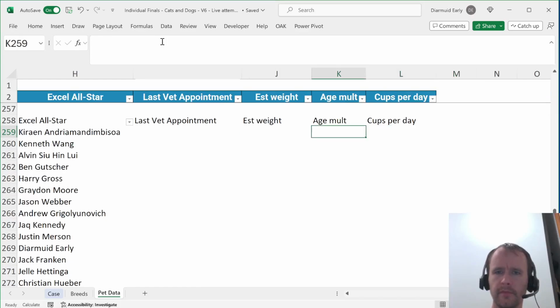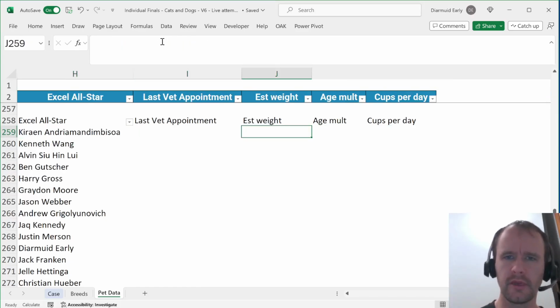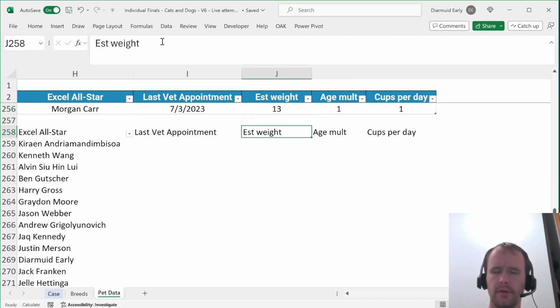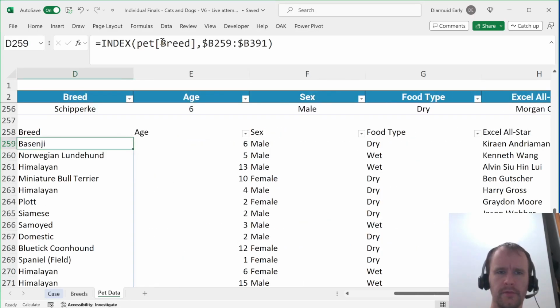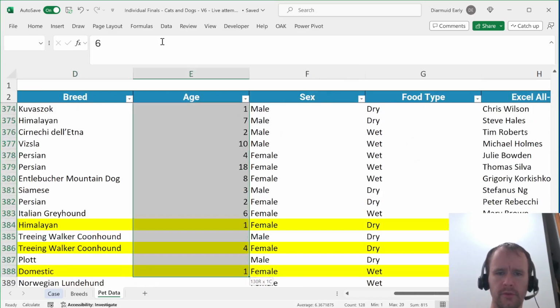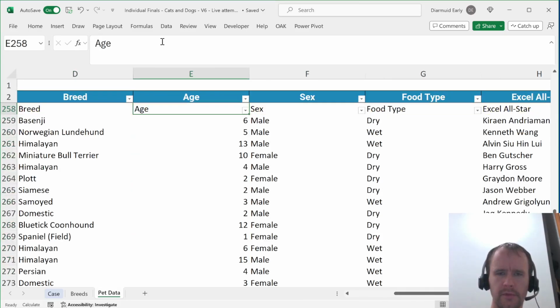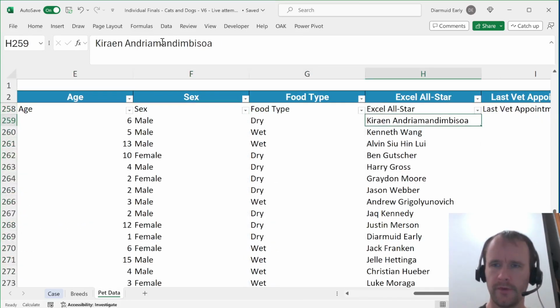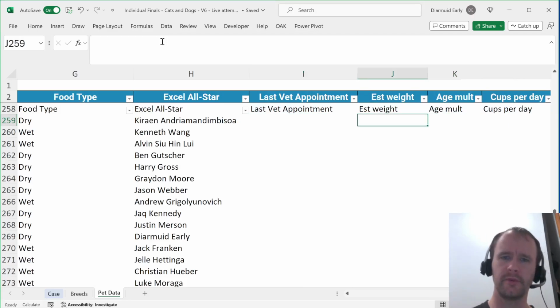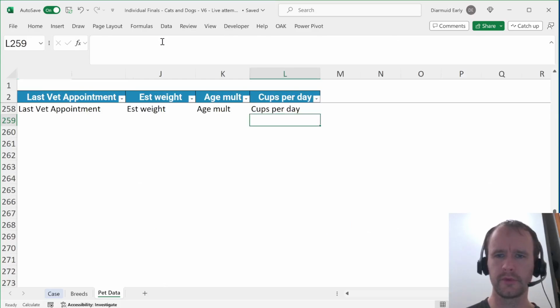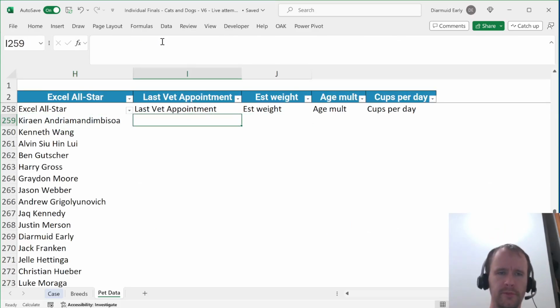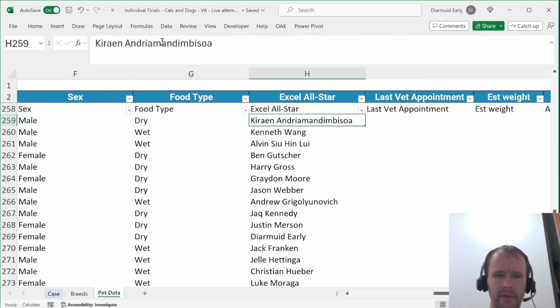Okay. Last vet appointment is irrelevant. Estimated weight is relevant, but only a little bit. Sorry, hang on. Yeah, the age for all of these is 1, whatever. Okay, never mind. So the estimated weight is going to be... I'm tripping myself up now. This is taking too long.